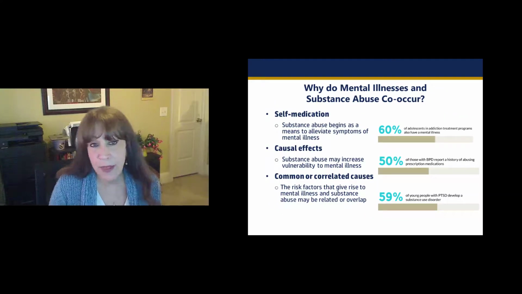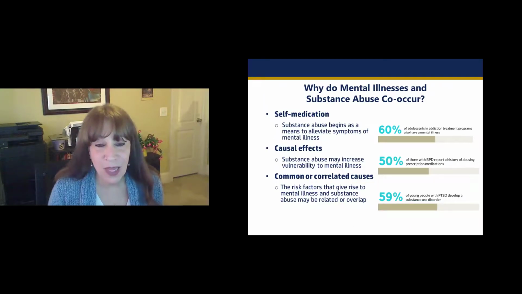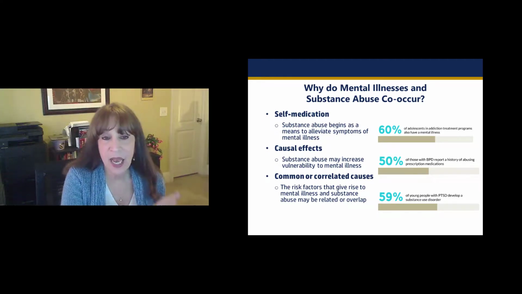So why do they co-occur in the first place? As I said, self-medication. So the substance use begins as a means to alleviate the symptoms. Also, causal effects. Substance use may increase vulnerability to mental illness. So, it's a reverse situation. Or there are common or correlated causes. So some risk factors previously experienced give rise to both.